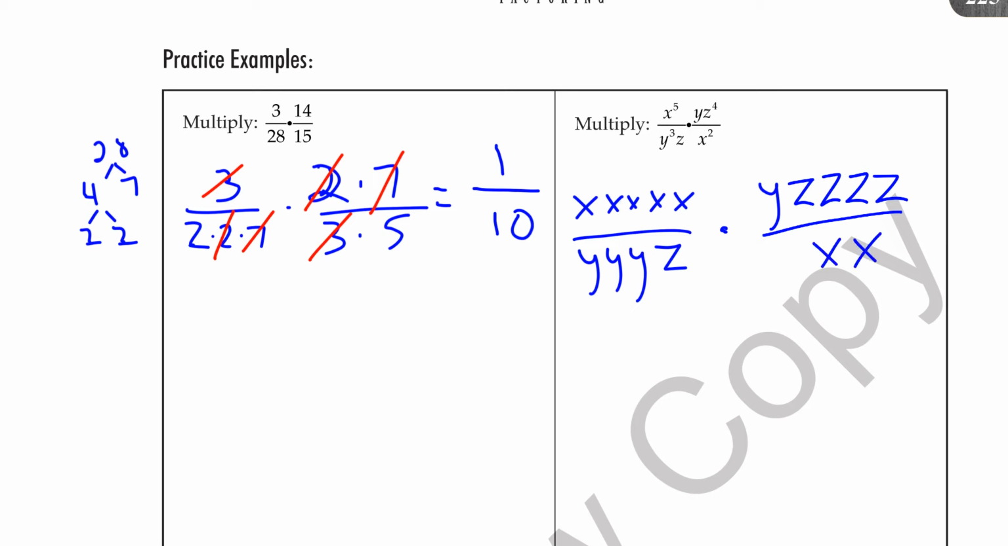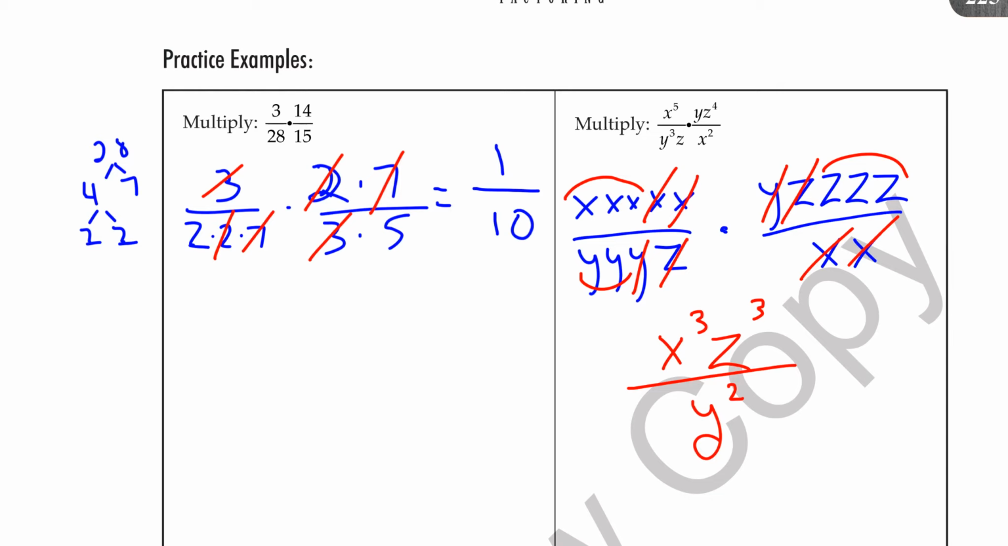And now we're going to cancel. This y can cancel off one of these, and this z can cancel one of those. And both of these x's will cancel 2 of these. So we're left with 3 x's, which is x cubed, over, times 3 z's, which is z cubed, over y times y, which is y squared.